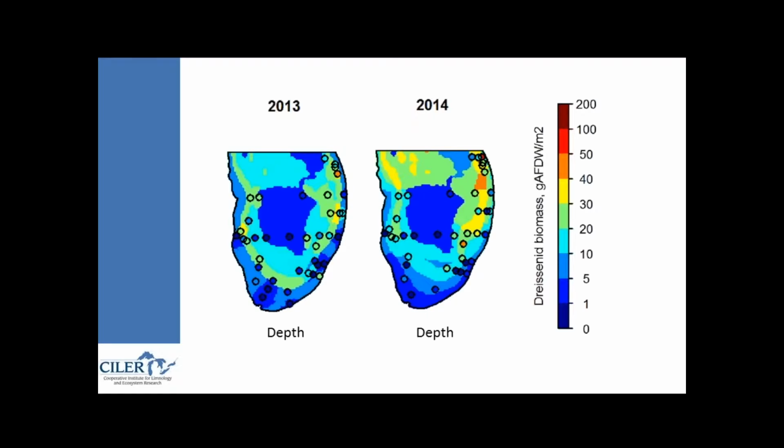And the units right here are dreissenid biomass in grams ash-free dry weight per meter squared. And to get a good idea of how well the model fits the data, if you look at the color of the dots, these represent the sampled mussel biomass. And the model is a good fit to the data if the color of the dots is the same as the color of the surrounding area.